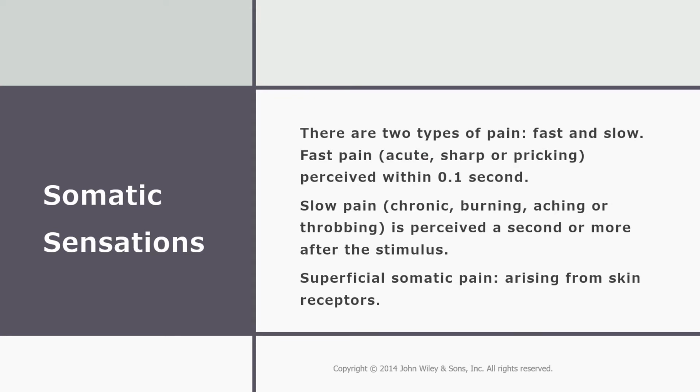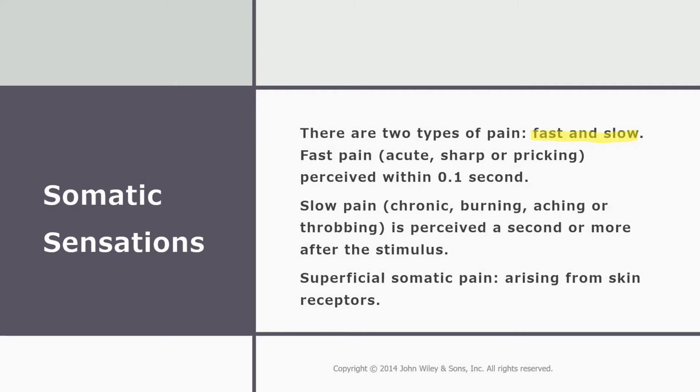Pain is so important for survival. It serves as a really important protective function by signaling the presence of noxious or potentially damaging conditions to your body. Nociceptors are the somatic sensory receptors that sense pain, and they are the free nerve endings that are found in every tissue of the body except for the brain. Now there are two types of pain, fast and slow.